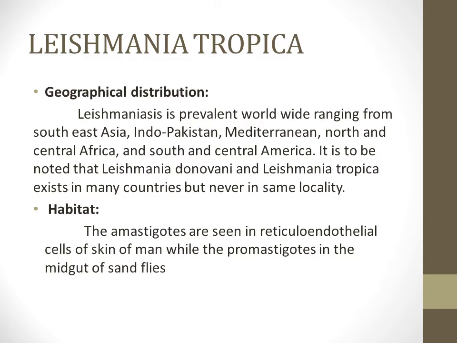The geographical distribution of Leishmania tropica: it is prevalent worldwide, ranging from Southeast Asia, Indo-Pakistan, the Mediterranean, North and Central Africa, and South and Central America. It is to be noted that Leishmania donovani and Leishmania tropica exist in many countries but never in the same locality. The habitat: the amastigote form of Leishmania tropica is present within the reticuloendothelial cells of the skin of man, while the promastigote form occurs within the midgut of sandflies.